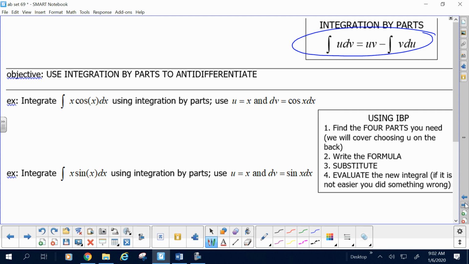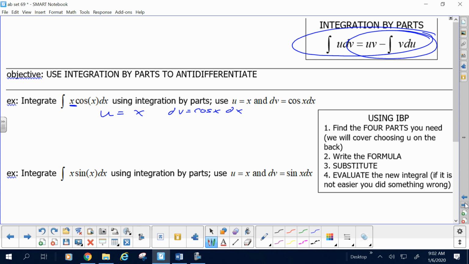Now we just did this one, but we're going to do it more like applying the formula. The very first thing you do is, in order to use this, you actually need 4 different things to be found. Now they're saying let u equal x. That's the u. And the dv is cosine of x dx.